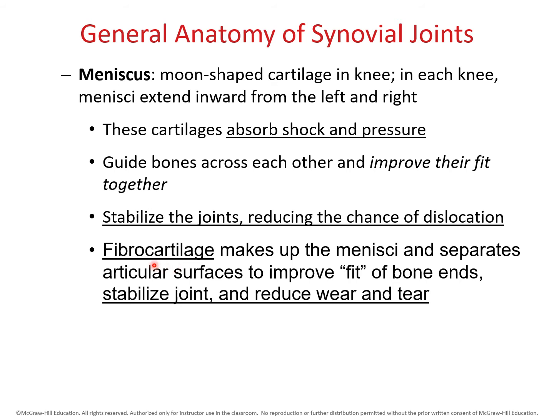These are going to be thick pads of fibrocartilage existing between the bones that are joining up together. And these are important for absorbing shock and pressure. They help to stabilize the joint. They improve the fit between the bones that are joining up. Again, they stabilize the joints, helping to reduce the possibility of dislocation. And because of their location between the bones, they do help reduce wear and tear of the ends of the bones to some extent.